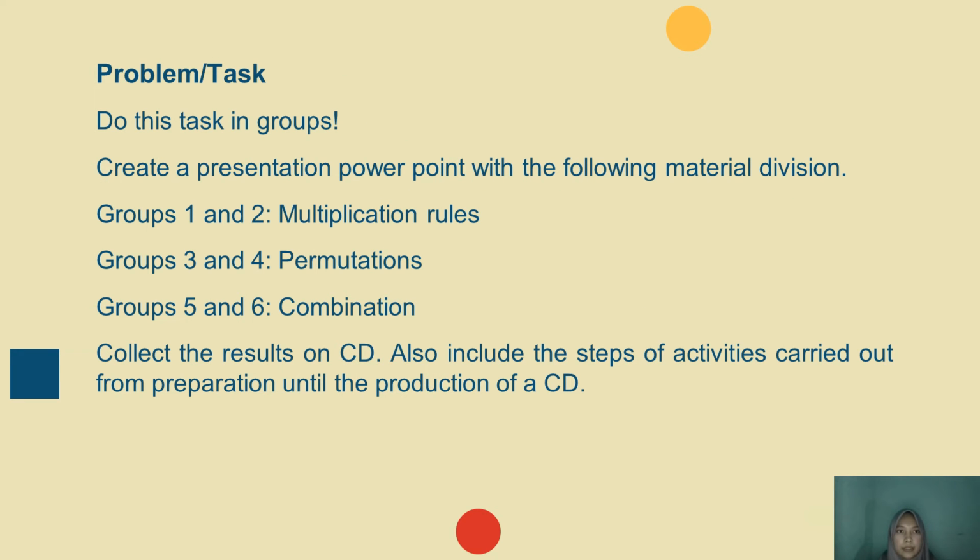Next slide. There is a problem or task for the assignment. Do these tasks in groups. Create a PowerPoint presentation with the following material division. Groups 1 and 2 is multiplication rules. Group 3 and 4 is permutations. Group 5 and 6 is combination. Collect the results on CD. Also include the steps of activities carried out from preparation until the production of a CD.